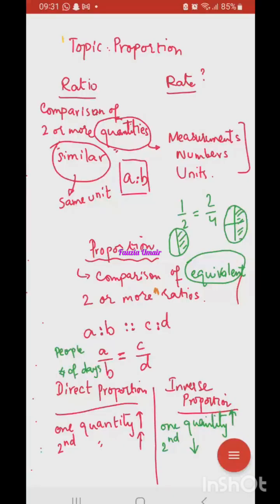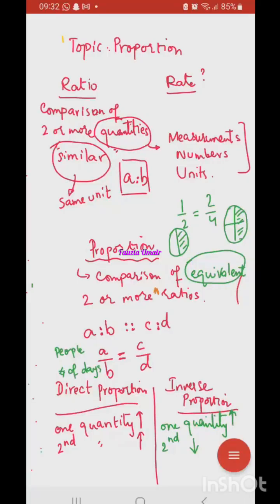So ratio is also a fraction. That's why we are using this terminology here as well. So proportion is comparison of two or more equivalent ratios, right? The two types of proportions are direct proportion and inverse proportion. Direct proportion is when one quantity increases, the second is also increasing. Inverse proportion is when one quantity increases, the second quantity decreases.